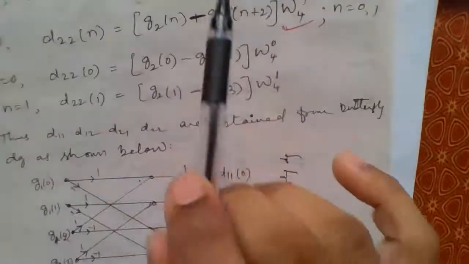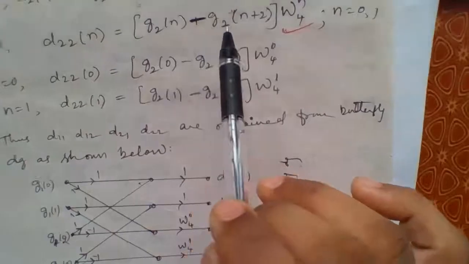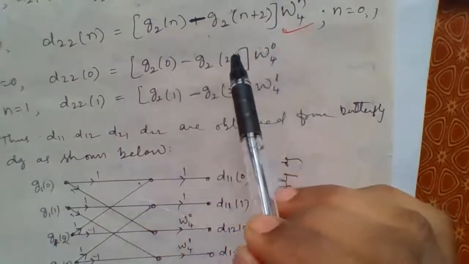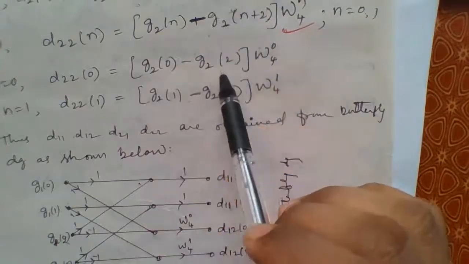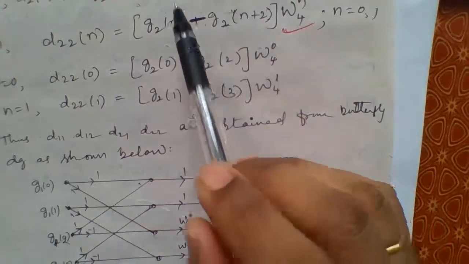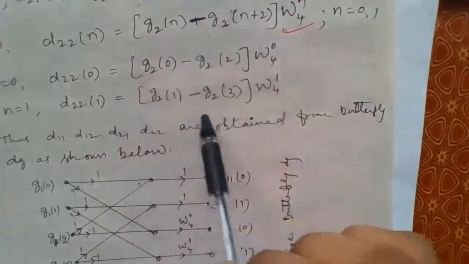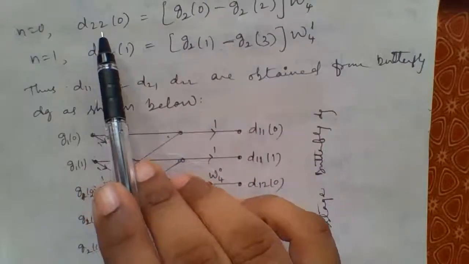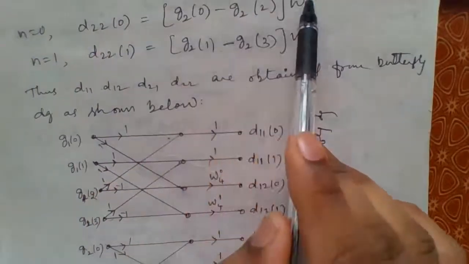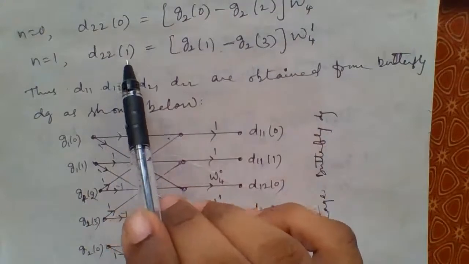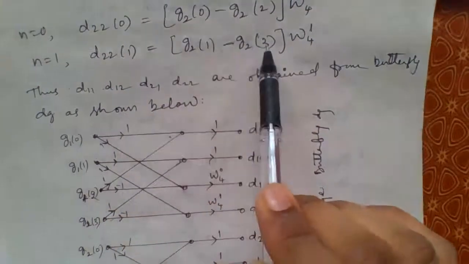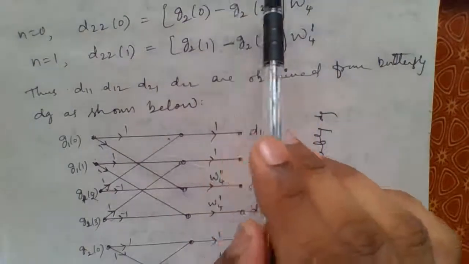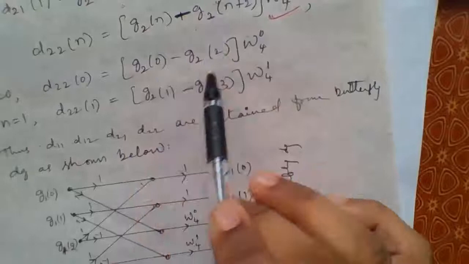Similarly, we have the difference equation also, the difference multiplied by the twiddle factor. It is just the same pattern between the first half and the second half. The only thing is, earlier there was a G1 sequence, now we have the G2 sequence. So when you write D22 of 0, it is the difference multiplied by the twiddle factor. Similarly, D22 of 1 is the difference between the two samples multiplied by W. Which samples are those? They are given by this equation. Whatever n you put, you get the corresponding values here.